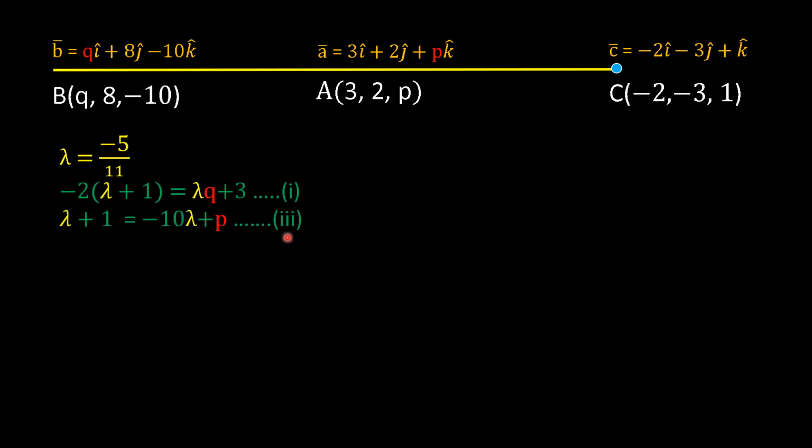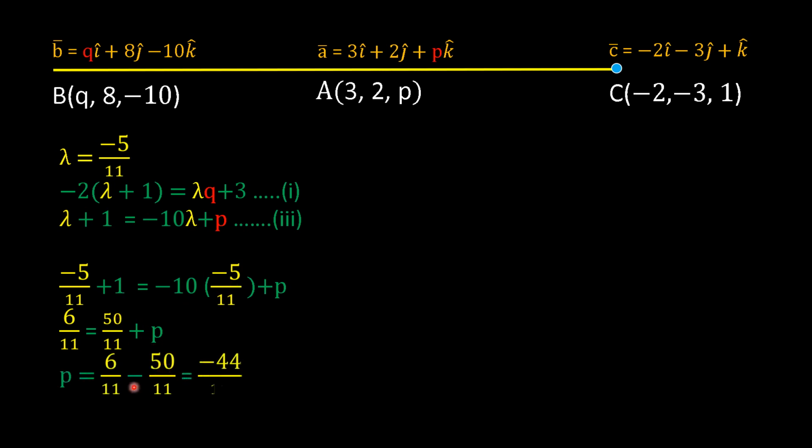By putting the value of lambda in equation 3, we will find the value of p. So in place of lambda we put minus 5 by 11 and here also minus 5 by 11. It will be 6 by 11 equals 50 by 11 plus p. So p will be 6 by 11 minus 50 by 11, which will be minus 44 by 11, and this gives p equals minus 4, which is our first answer, the value of p.